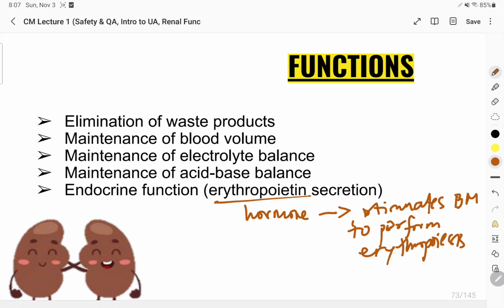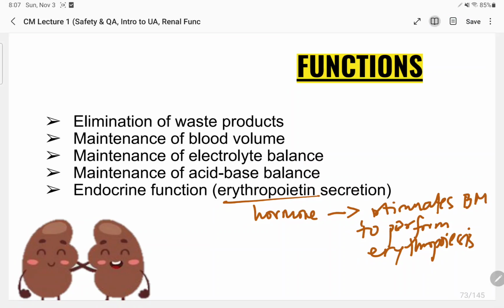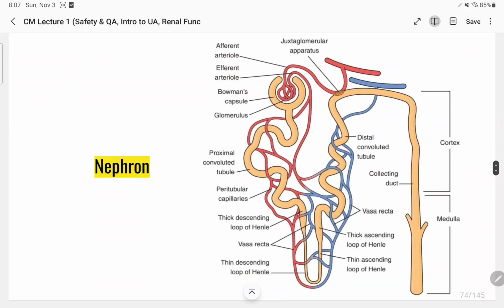Is the spelling right? Erythropoiesis. Okay? Especially if you are anemic, the work of your kidneys increases. Okay? So the kidney produces erythropoietin. Okay? So this is a picture from your Stressinger.